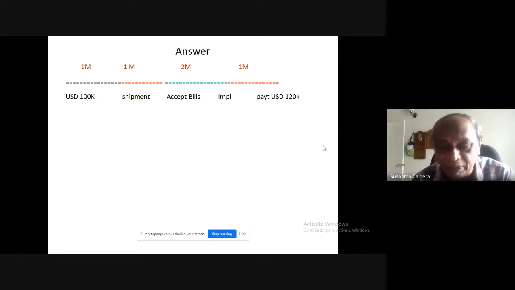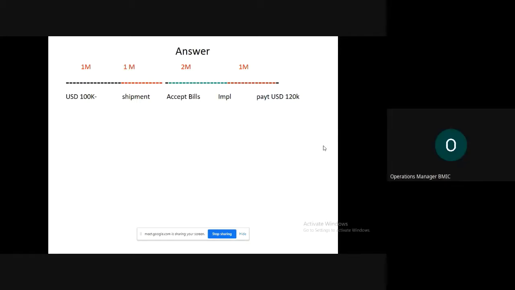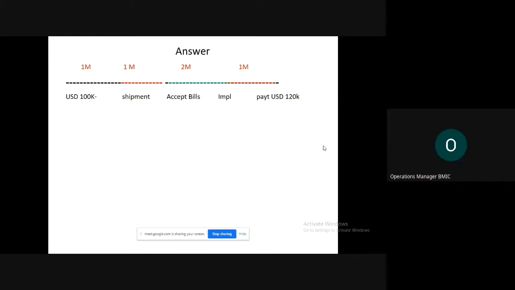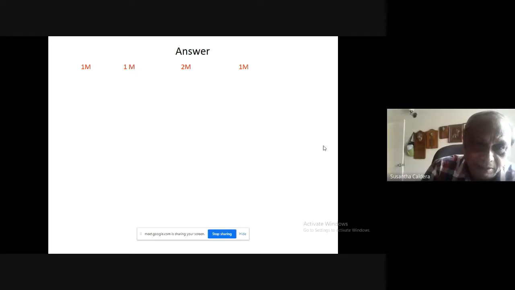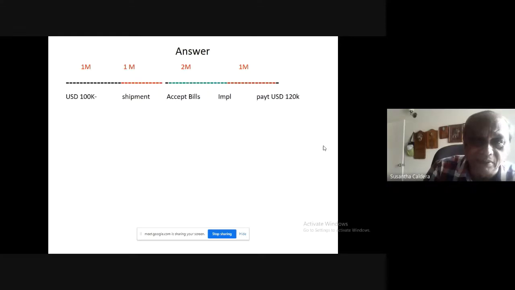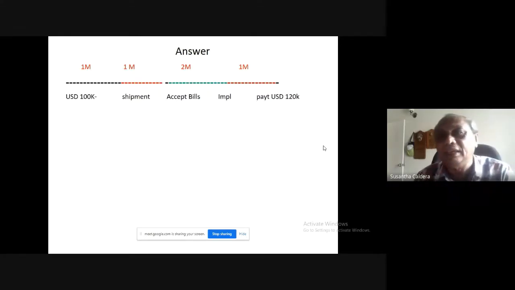When are we receiving the payment? 90 days after it's sold from the shipment, after releasing the goods. On 90 days straight term. Yes, 90 days straight term. Good. Right? That means after 3 months.